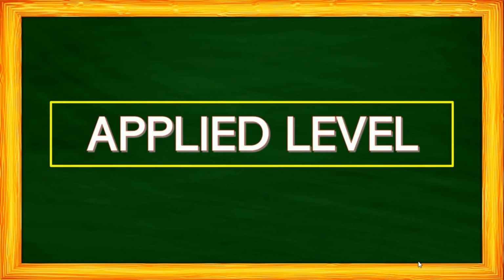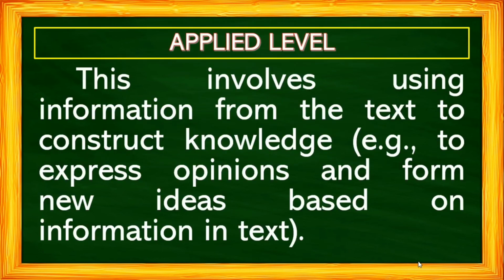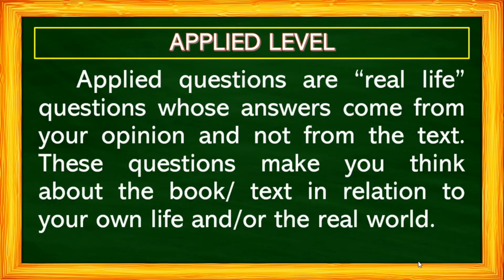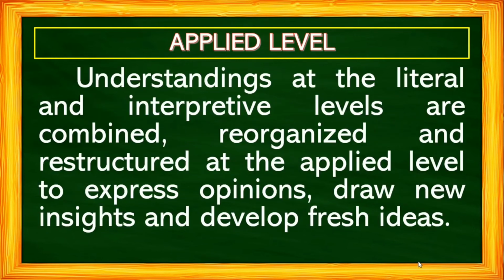Let us now proceed to the third level, which is the applied level. Applied level involves using information from the text to construct knowledge, example, to express opinions and form new ideas based on information in text. Applied questions are also called real-life questions, whose answers come from your opinion and not from the text. Again, answers come from your opinion and not from the text. These questions make you think about the book or text in relation to your own life and or the real world. So this is more on application.